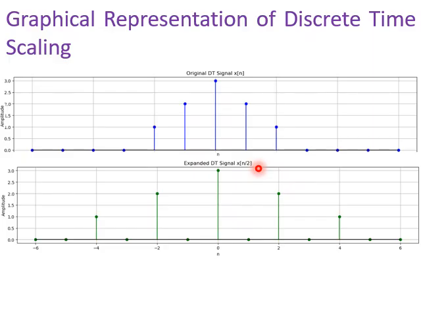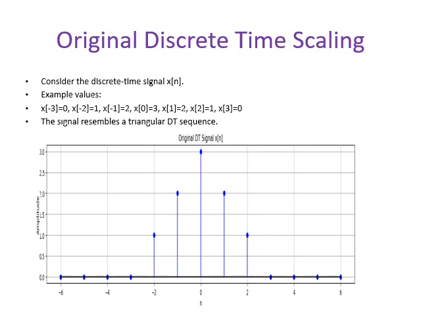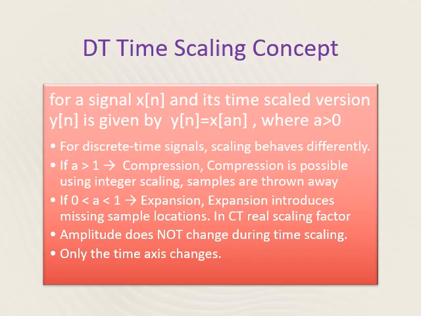Now let's have the mathematical description for this operation. So consider the discrete time signal x of n, the same signal we have shown you. So x of -3 is equal to 0, and x of -2 has a value of 1, then 1, 3 and so on, as I discussed in the previous slide. So this is the original signal, this is mathematically described here, and this is the graphical representation of this signal. So, the discrete time scaling concept.